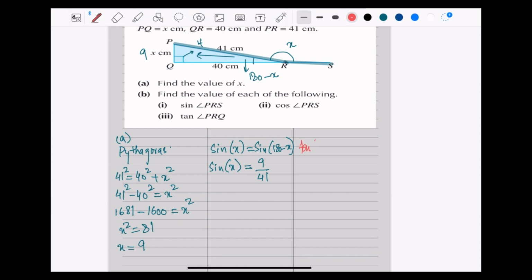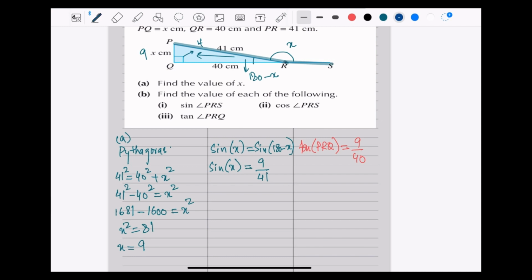Tan of PRQ. So PRQ is already in a right angle triangle. It is the same as we have been solving in the previous lectures. This is going to be opposite over adjacent, which is 9 over 40.